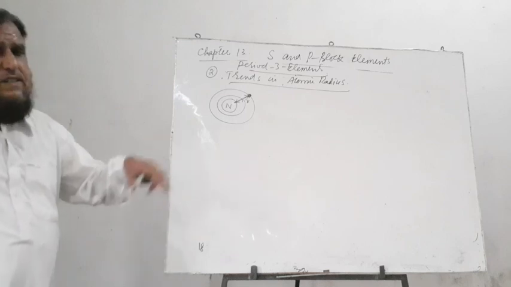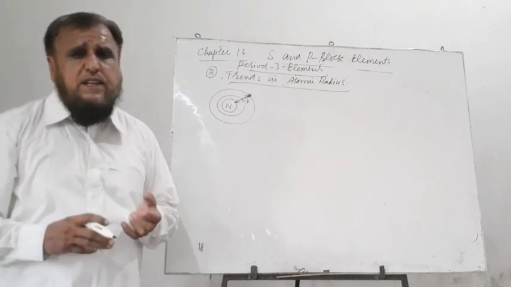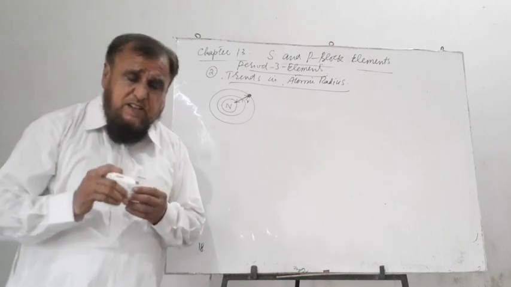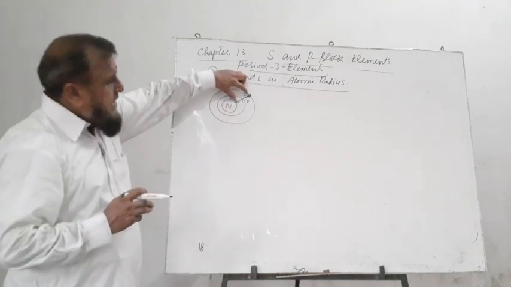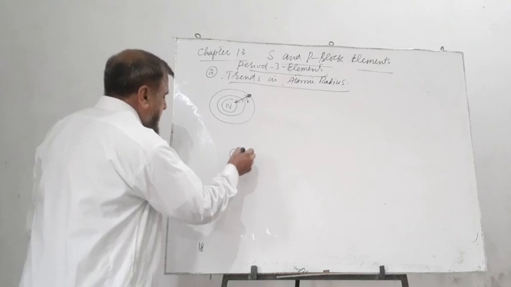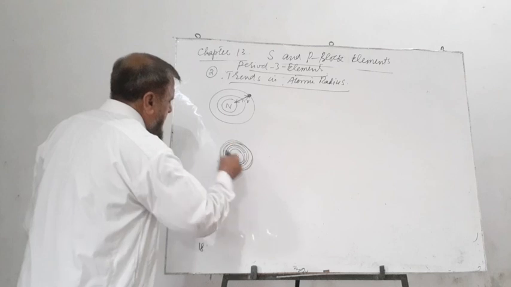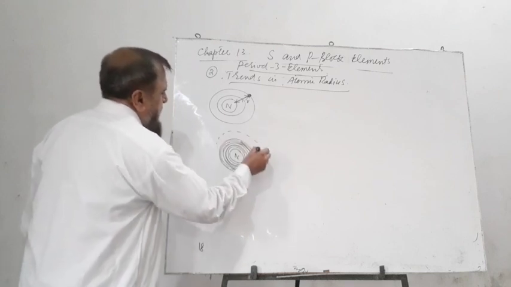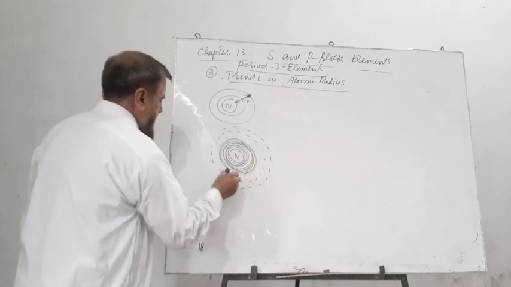But according to the modern concept, as an electron revolves around the nucleus, it forms an electronic cloud, and we do not know the exact position of the electron. Therefore, we do not know the exact distance between the electron and the nucleus, because the cloud may extend from the nucleus to infinity.